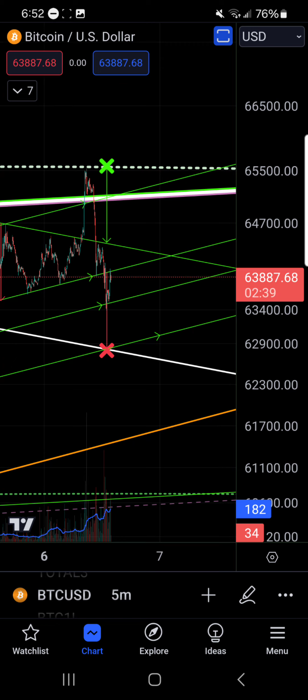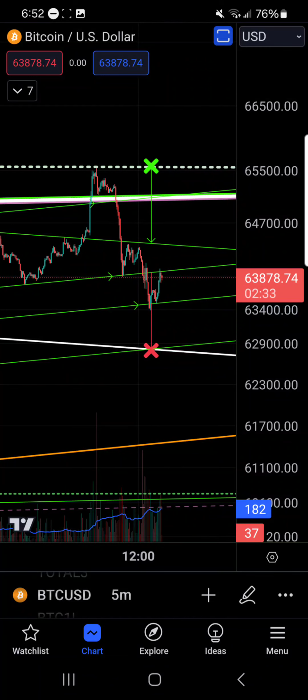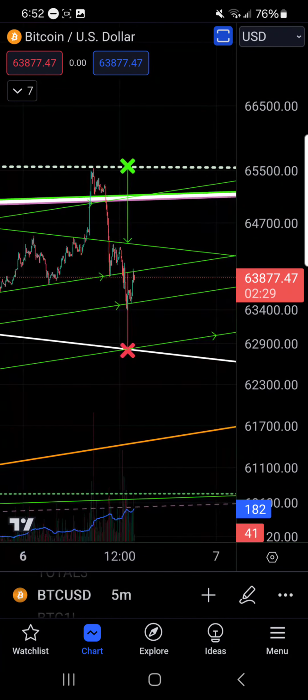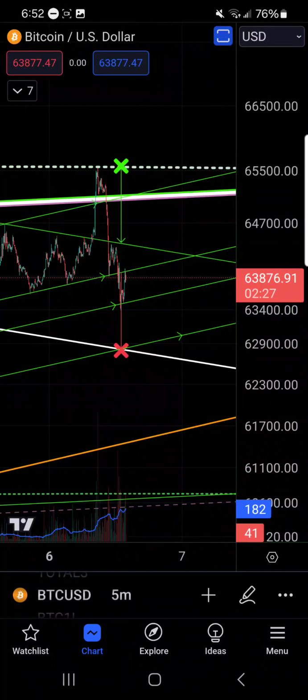Here we are looking at Bitcoin US dollar index on the 5-minute time frame. Really? I realized I had that on. Let's change it. Well, we can just leave it on the 5-minute.